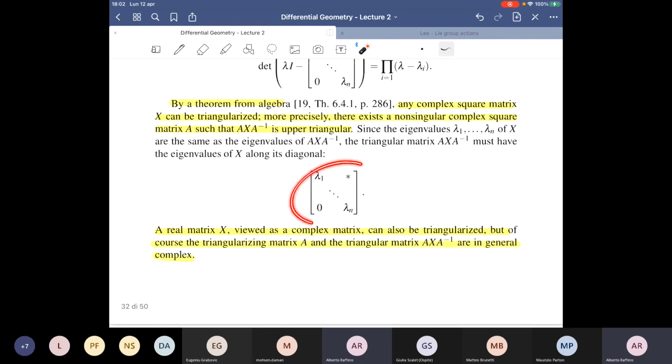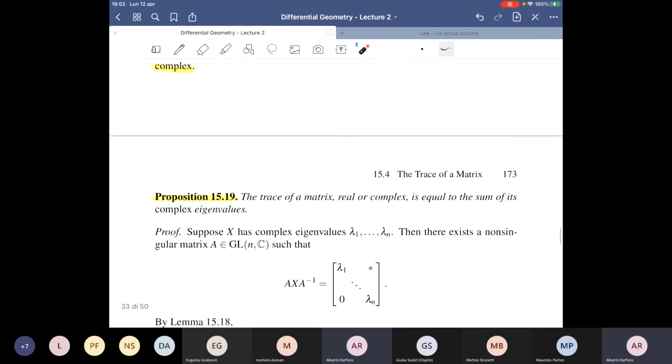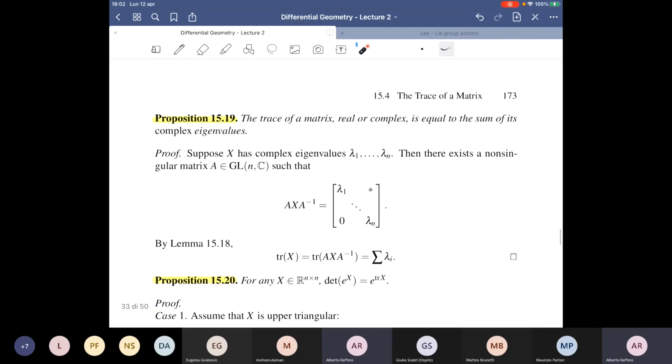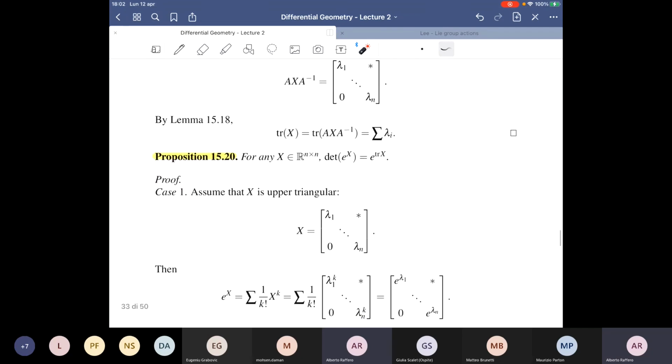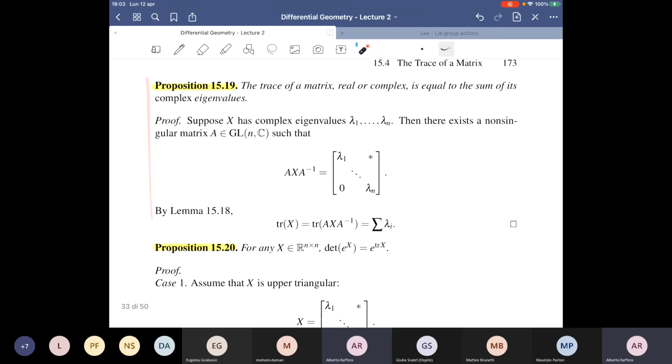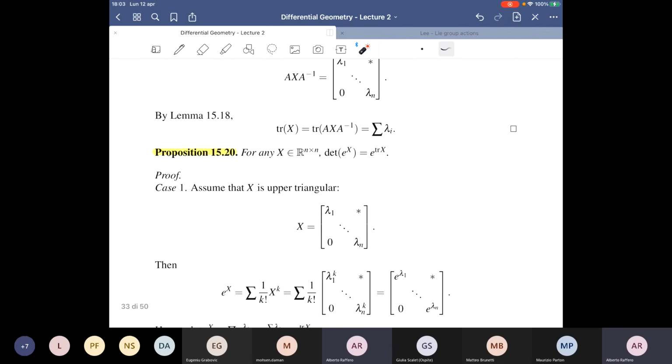But we just need this fact here that every matrix can be triangularized to conclude, because first of all, you should know this very well, the trace of a matrix is equal to the sum of its complex eigenvalues, so we will skip this proof. And then here we are. If you consider the determinant of the matrix exponential of a matrix X, then it is equal to the exponential of the trace of X.